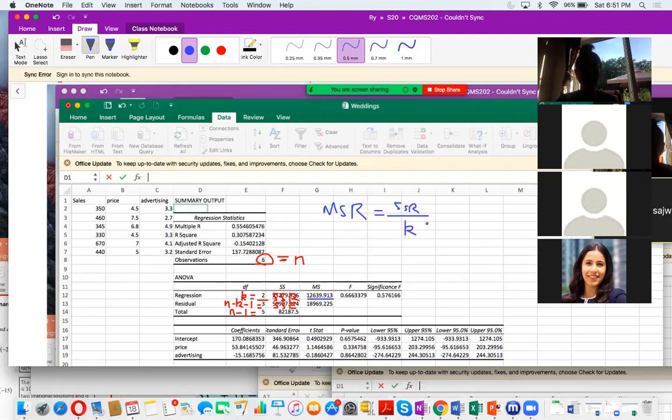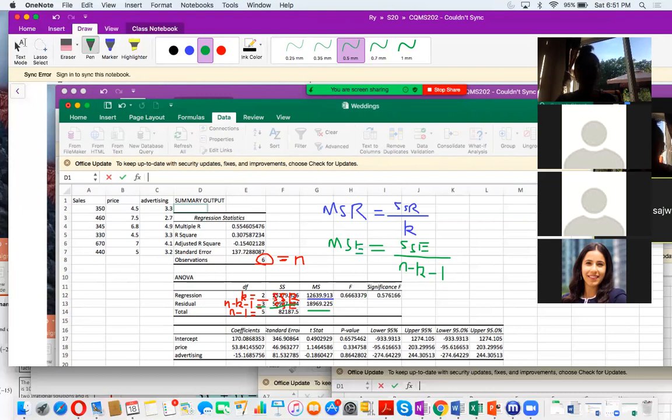There are 3 items here. In the final exam, I would give you 2 of them and ask you to fill out the missing one. So the next number here is MSE, mean square due to error. How do you get this one? You use SSE, the sum of squares due to error, divided by n minus k minus 1. So actually you use this number divided by 3, and you get this number.